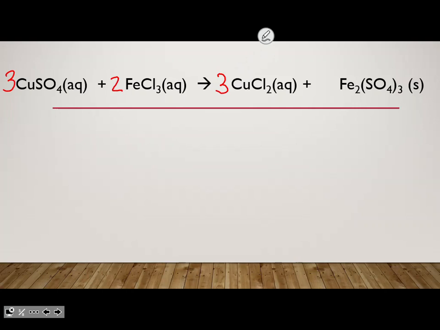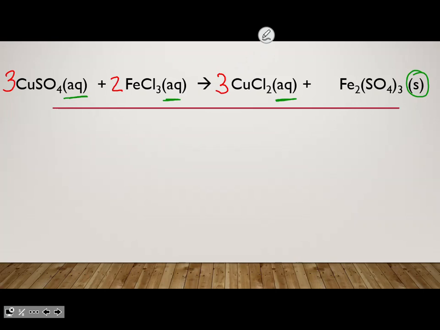And which ones are we going to worry about breaking apart? Copper 2 sulfate, iron 3 chloride, copper 2 chloride. And the iron 3 sulfate we will leave together because it's an S. We don't break that one up.